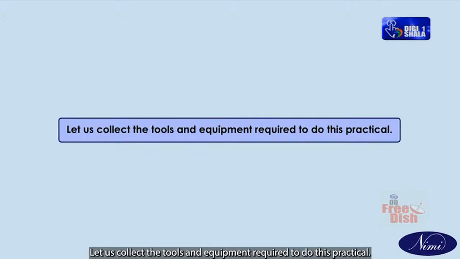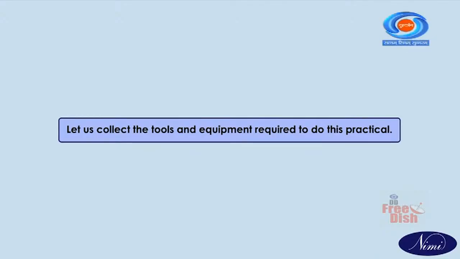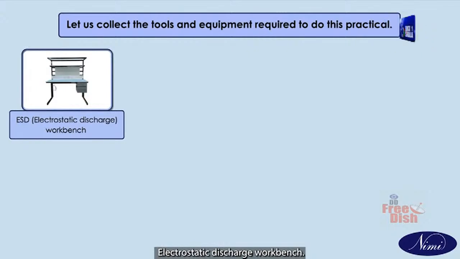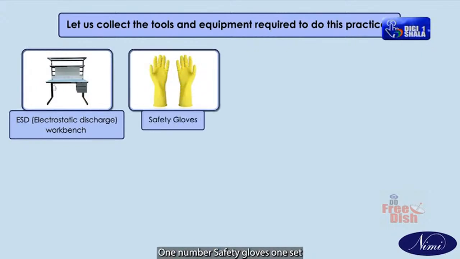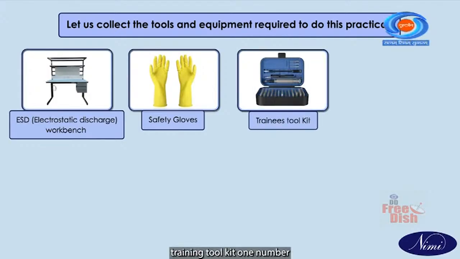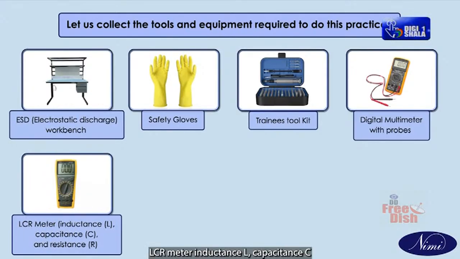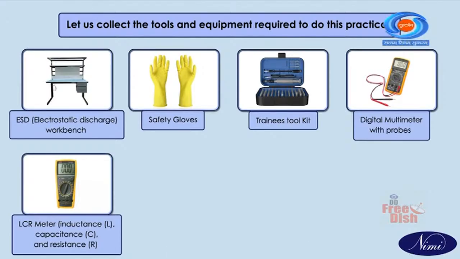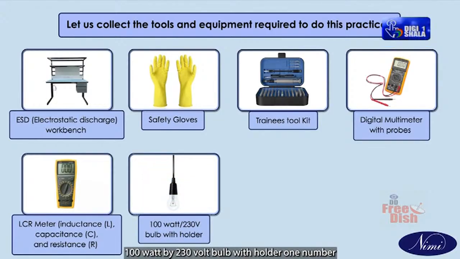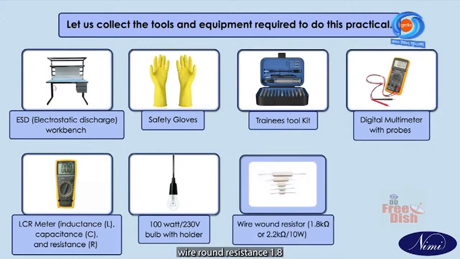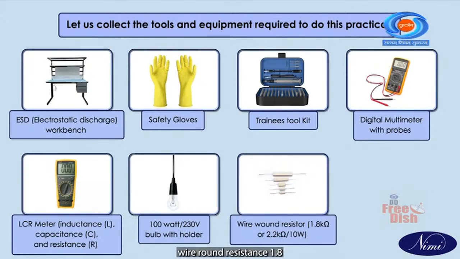Let us collect the tools and equipment required to do this practical. Electrostatic discharge workbench, 1 number. Safety gloves, 1 set. Trainee's toolkit, 1 number. Digital multimeter with probes, 1 number. LCR meter (inductance L, capacitance C and resistance R), 1 number. 100 watt by 230 volt bulb with holder, 1 number. Wire wound resistance, 1.8 kilo ohms or 2.2 kilo ohms by 10 watt, 1 number.